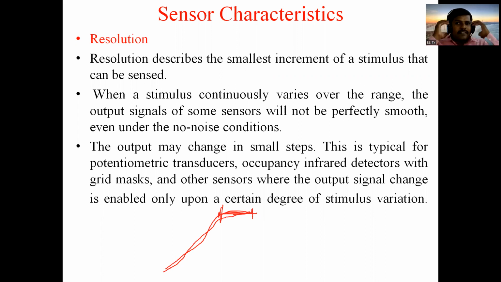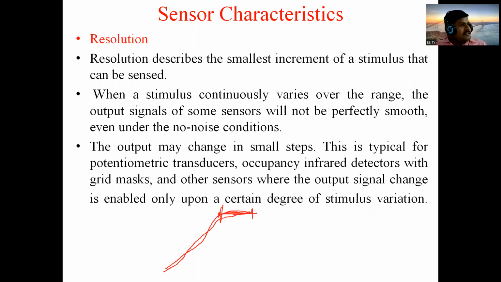So for a sensor, it is one of the characteristics. Its resolution should be good. The output may change in small steps. This is typical for a potentiometric transducer, an occupancy infrared detector with grid mask, and other sensors where the output signal change is enabled only upon a certain degree of stimulus variation. See, understand the meaning of that. The output may change in small steps.